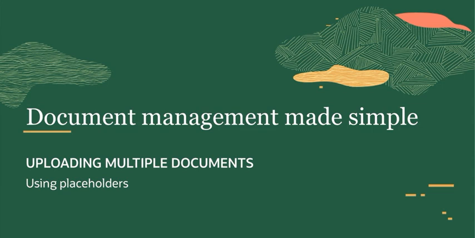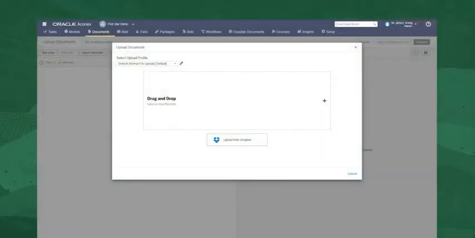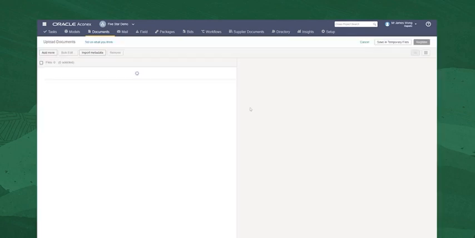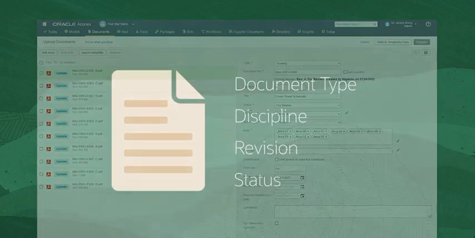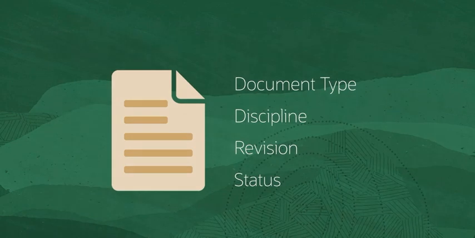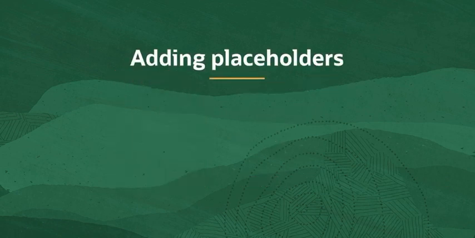Placeholders are a great way to manage documents that haven't been created yet or that are not ready to be added to the project yet. Let's explain. In other videos, you've seen how we can upload or add documents to a project. When you do that, you add additional information for each document, like the document type, its discipline, revision, status, and so on. Adding placeholders is similar.